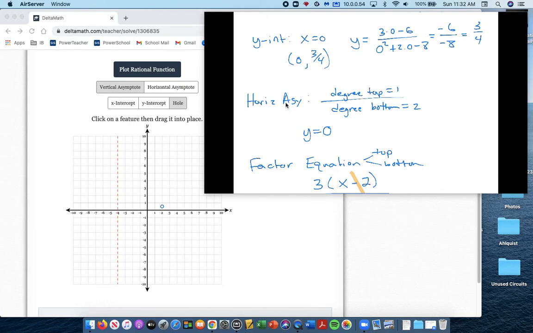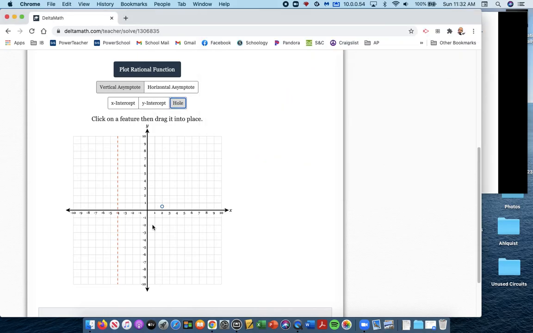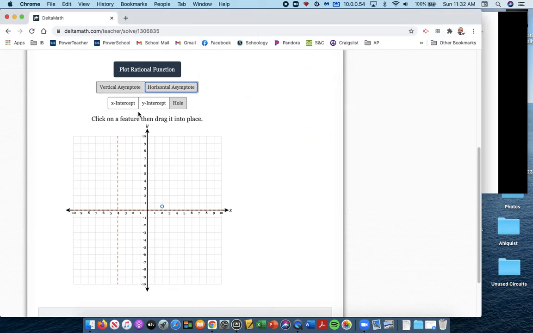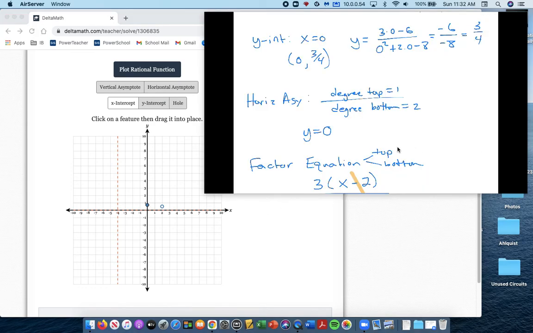The horizontal asymptote is y equals 0. So I click on horizontal asymptote, y equals 0. It's going to be right there. Our y-intercept is (0, 3/4). So our y-intercept is (0, 3/4). Now this will work out. (0, 3/4) is going to be roughly right there.